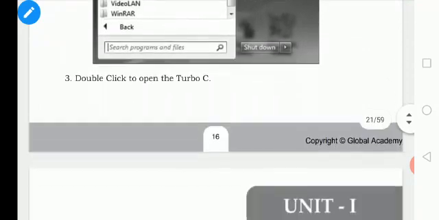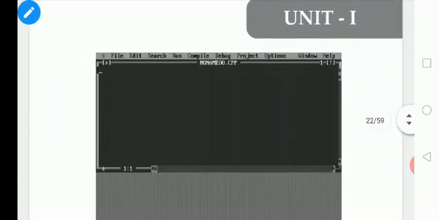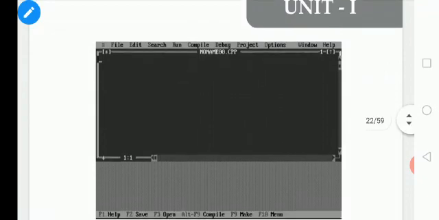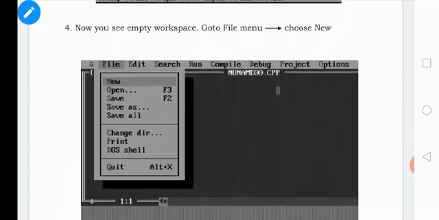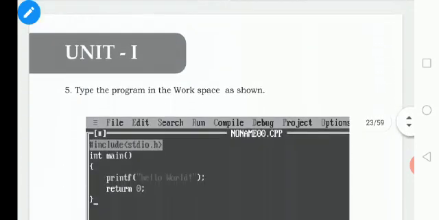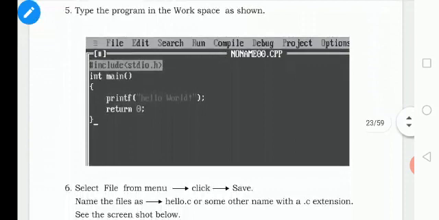After clicking that, a small dialog box will open here. This is Turbo C. Okay, here we have to start with a new program, so we have to click file. When we click file, a drop down box will appear. Here we have to start with a new file. When we click new, then a dialog box opens like this. This is a screen for us to write the C program.